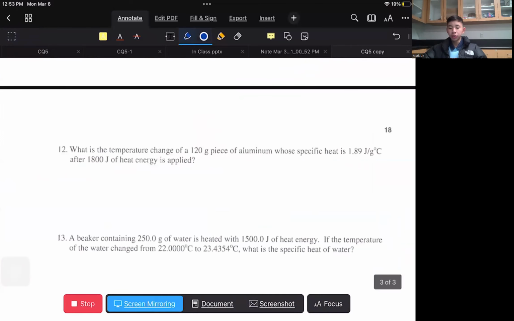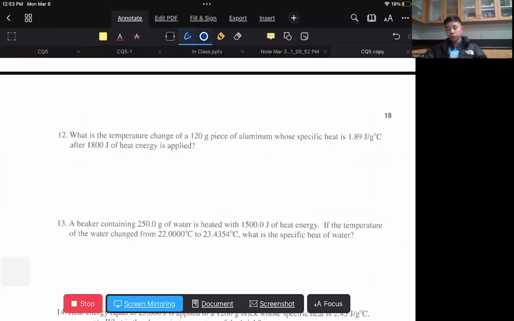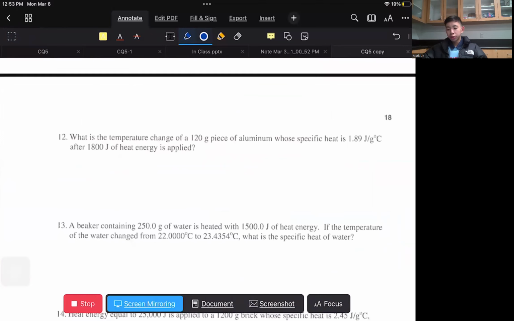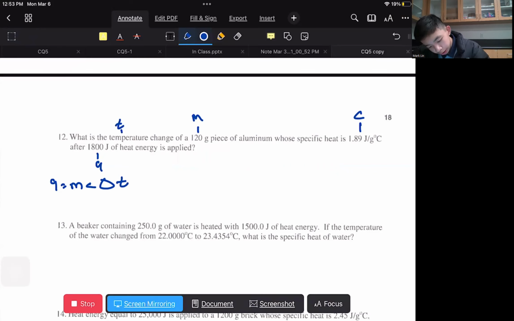All right, number 12. What is the temperature change of a 120 gram piece of aluminum whose specific heat is 1.89 J over grams degrees Celsius after 1800 joules of heat is applied? Right, so let's just look at our units. This is our mass. This is our C. This is our Q. So Q equals MC delta T. We need to find the temperature change, we need to find T. So Q is 1800, M is 120, C is 1.9, T is what we need to find.